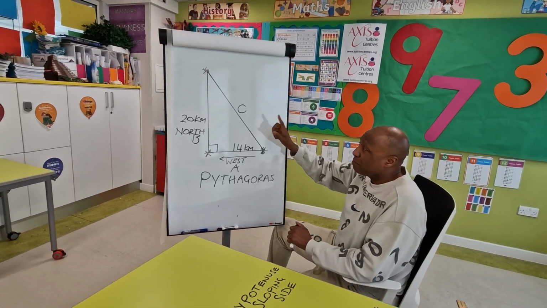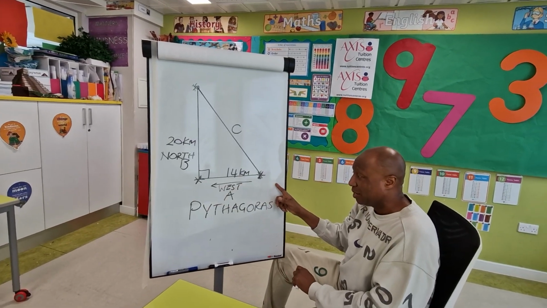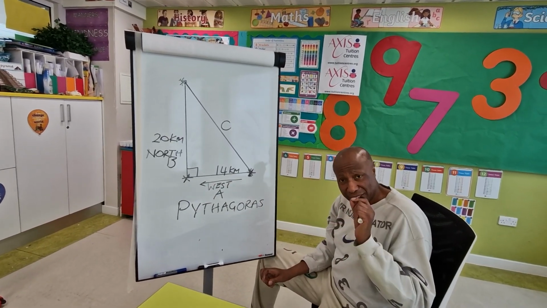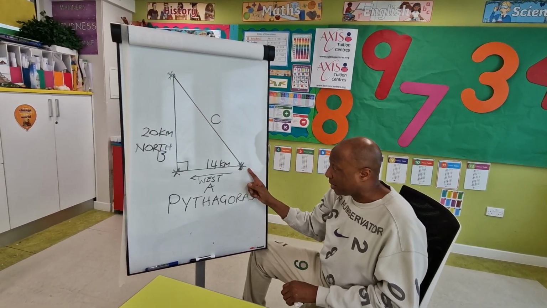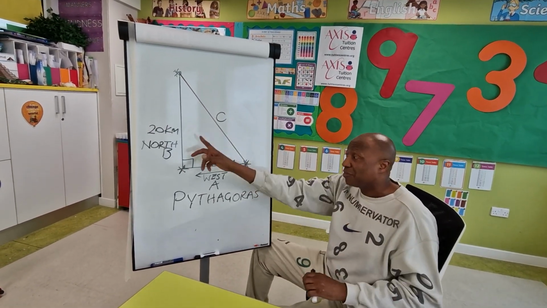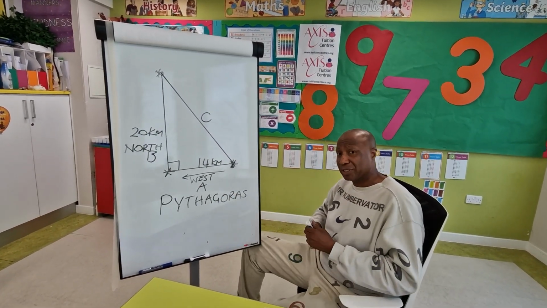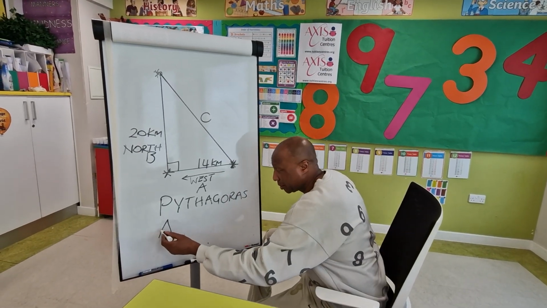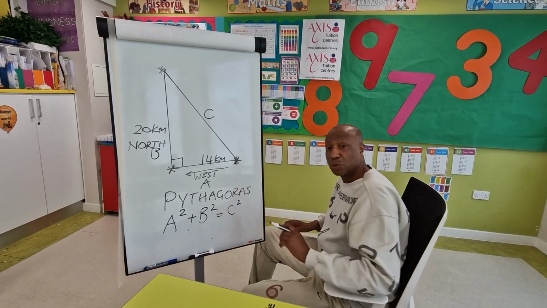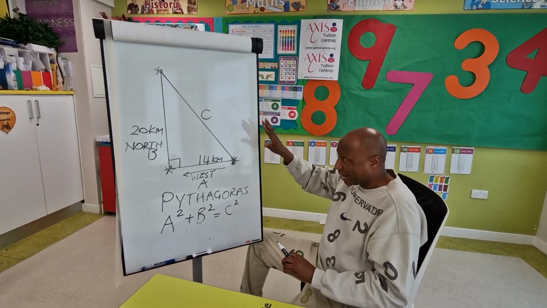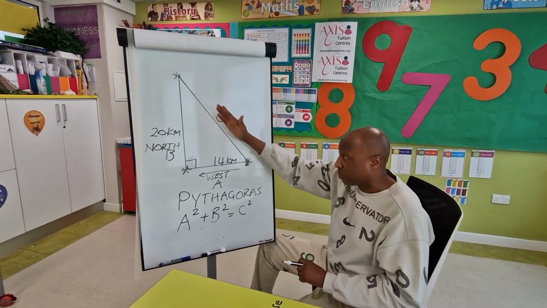So instead of going back 34 kilometers, which is 20 and 14, Pythagoras worked out and proved that this distance from here to there will be shorter than 34. But let's prove it. What did Pythagoras say? A squared plus b squared is equal to c squared. So we want to calculate the length of side C, which is sloping.